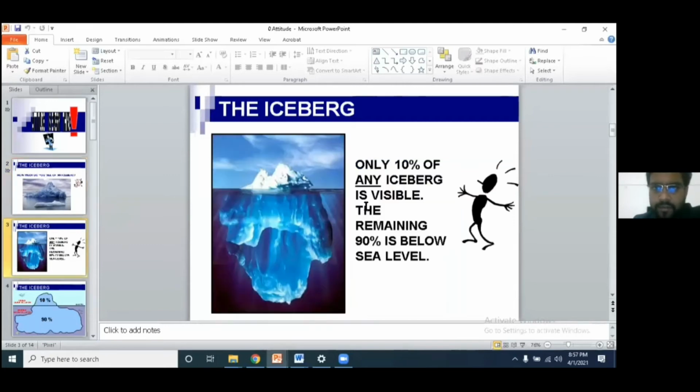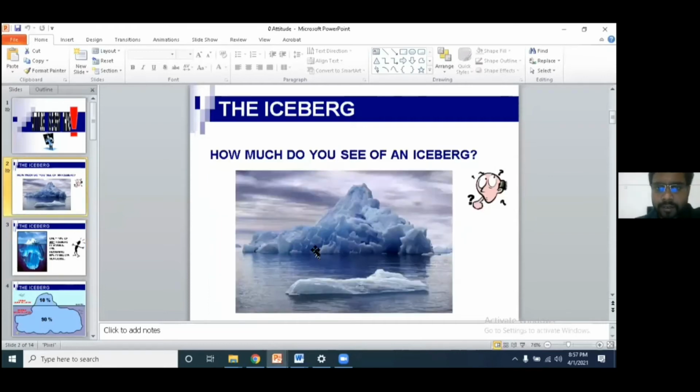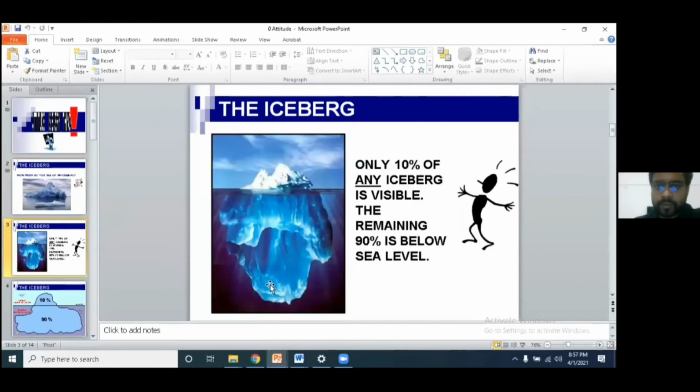Only 10% of any iceberg is visible. The remaining 90% is below sea level. What you saw here, the iceberg, is only the 10% which floats on the upper side of the ocean, and the other 90% is below, which we can't see. So what is the learning from here? Why do I give you such an example?